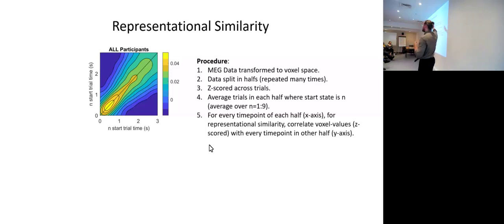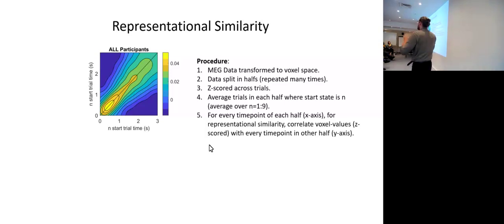What I first do is I take the MEG data and I transform it into voxel space using the beamformer forward model, essentially. So now each participant has about 2,000 voxels. Next, I split the data in two halves. And I'm going to repeat this procedure many times with random splits, etc. And then I z-score within each half. And that means I'm going to take out any variation that's general to all trials. I'm just going to be able to look here at differences between various trials.